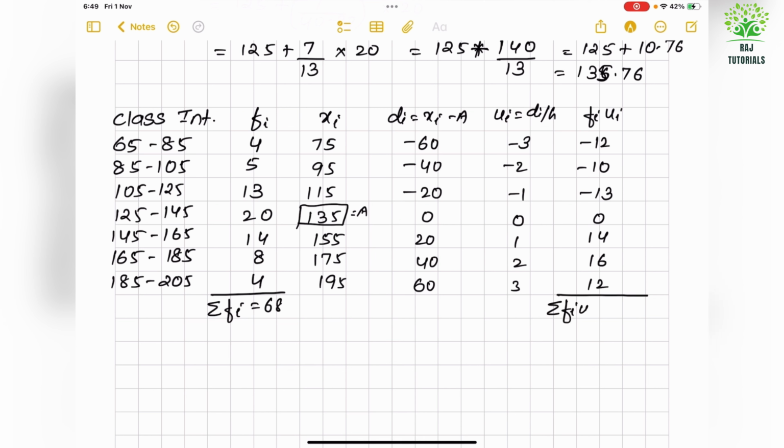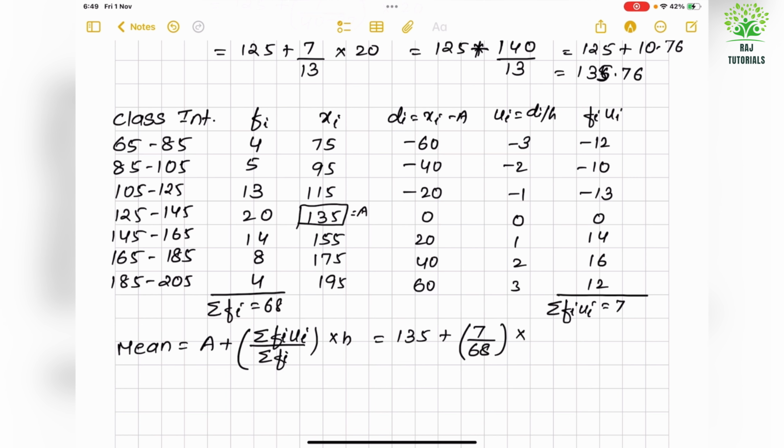So sigma fiui will be equal to 7. So mean will be A plus sigma fiui upon sigma fi into H. So that will be 135 plus 7 upon 68 into 20. So that is 135 plus 140 upon 68. So that is 135 plus 2.05. So that is 137.